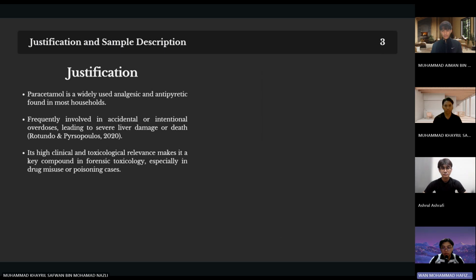Paracetamol was chosen for this forensic analysis due to its importance in clinical and toxicological cases. It is a widely used analgesic and antipyretic commonly found in households. However, it is often involved in accidental or intentional overdose, which can cause severe liver damage or death. This factor makes it highly relevant in forensic toxicology, particularly in suspected drug misuse or poisoning cases.